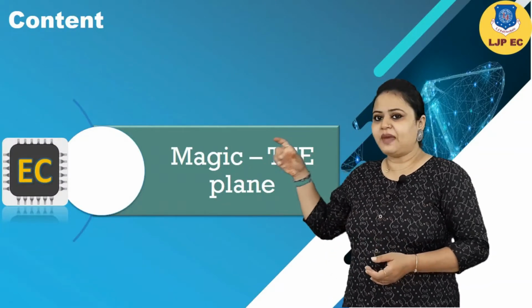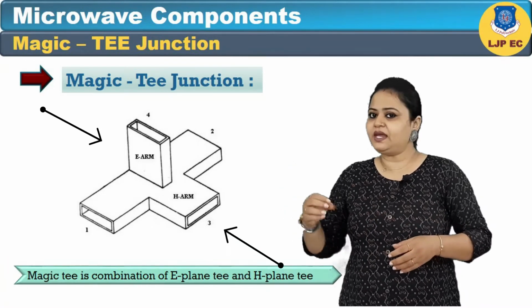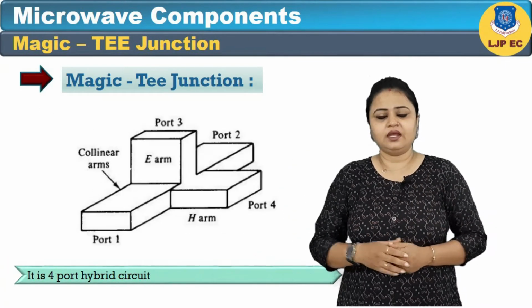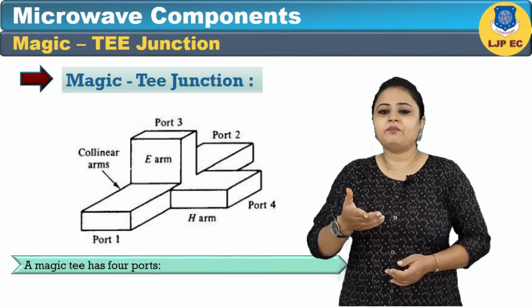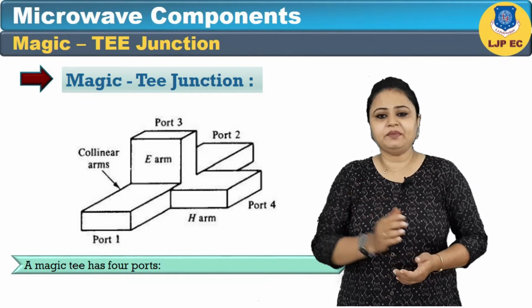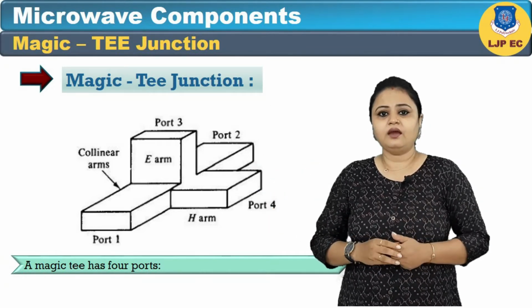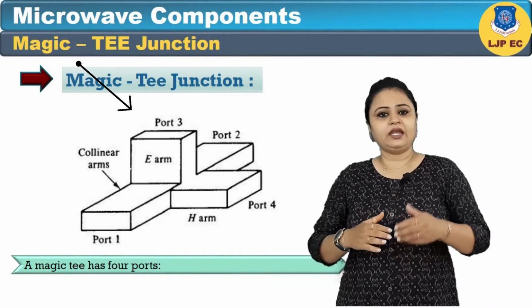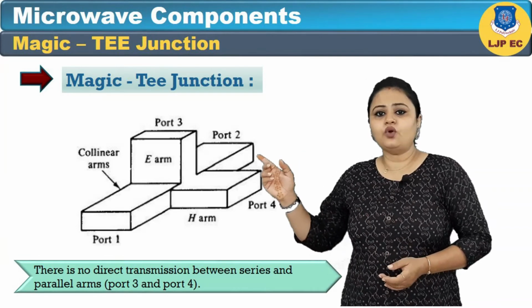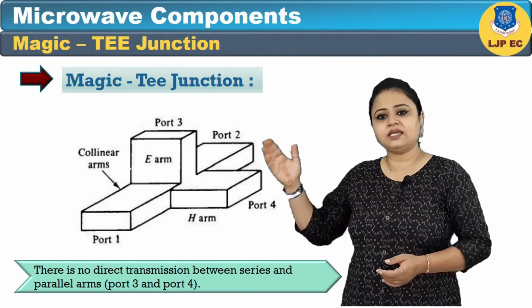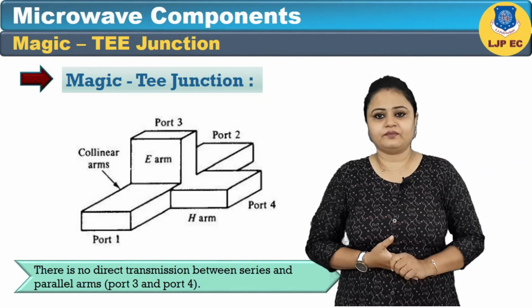Okay, now we will see Magic T. You can say Magic T is a combination of E-plane T and H-plane T. It is a 4-port hybrid circuit. Magic T has 4 ports, namely port 1 collinear, port 2 collinear, port 3 difference port, and port 4 sum port. There is no direct transmission between the series and parallel arms, that is port 3 and port 4.